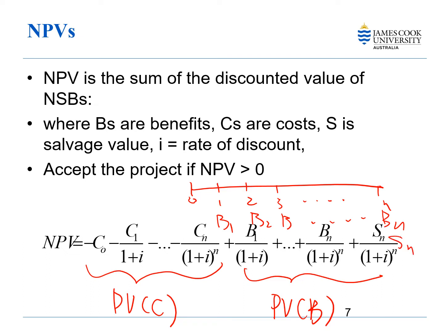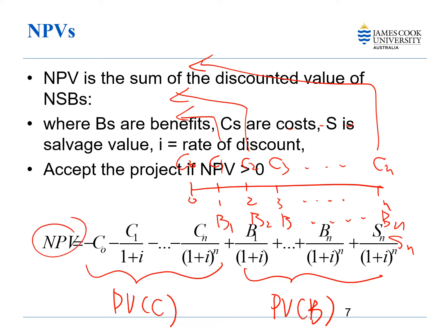So that's cash inflow. Cash outflow: there's initially cash outflow C0, C1 in year 1, C2 in year 2, C3 in year 3, Cn in year N. So this is a very general cash flow pattern. And we discount all this back, and the same for the items of benefit as well. So we get this NPV.